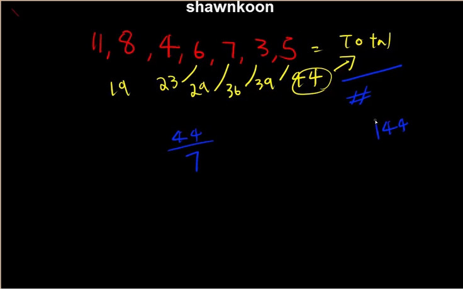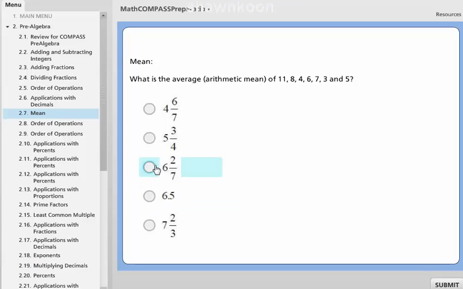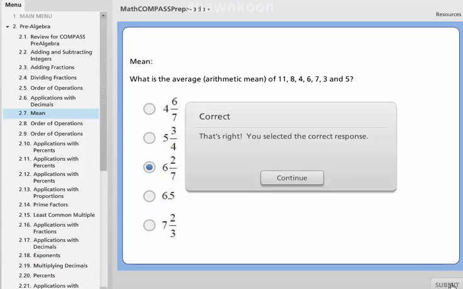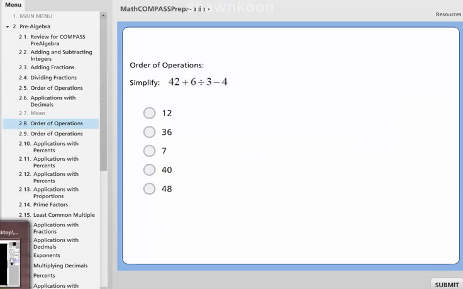So 44 divided by 7 will be 6? Yep. 42, 2 left over. So we can rewrite this as 7 goes into 44 6 times and there's 2 left over. It's the same thing as 6 and 2 over 7. So let's see if we have an answer for that. Perfect. We do. We got the right answer.